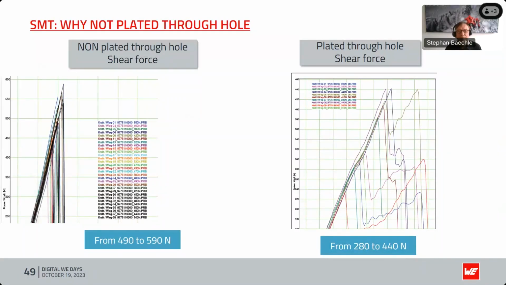And another reason: some customers said in the past, but when I do a plating in the through hole, it should have a higher shear force, but it doesn't. The shear force for a non-plated through hole is between 490 to 590 Newton, and a plated through hole is between 280 and 440 Newton, a lower force. So a non-plated through hole is recommended from our side.